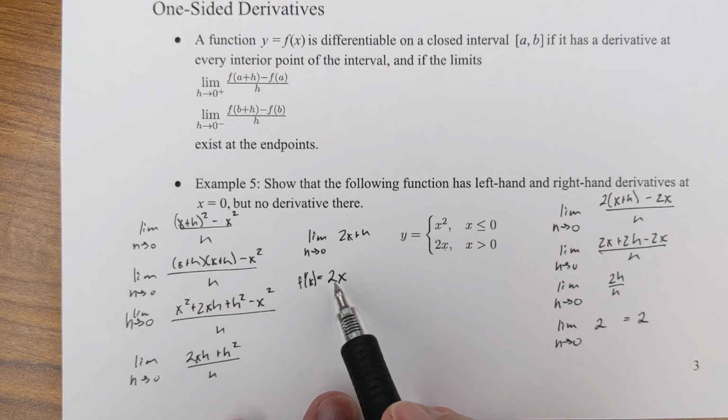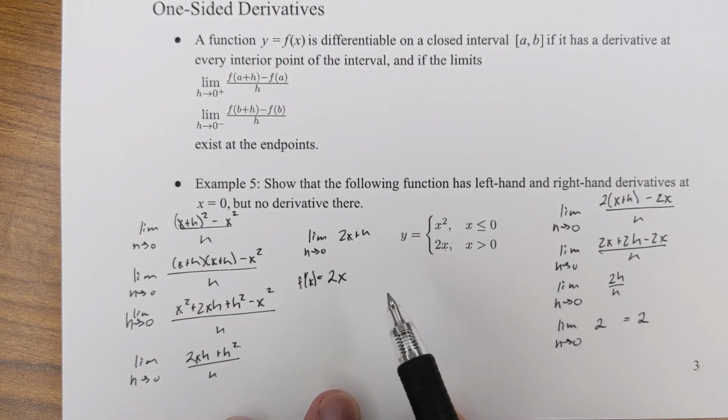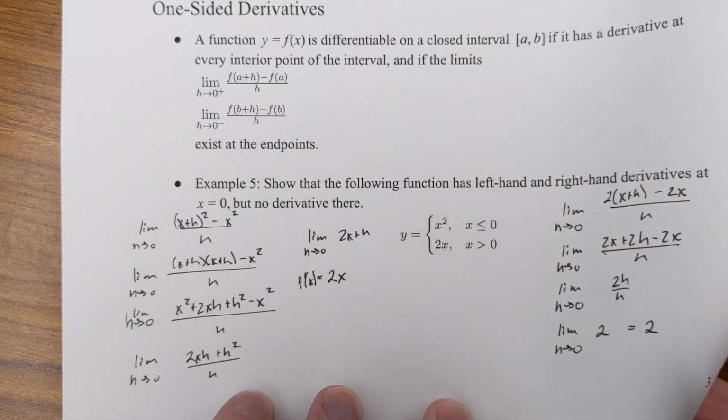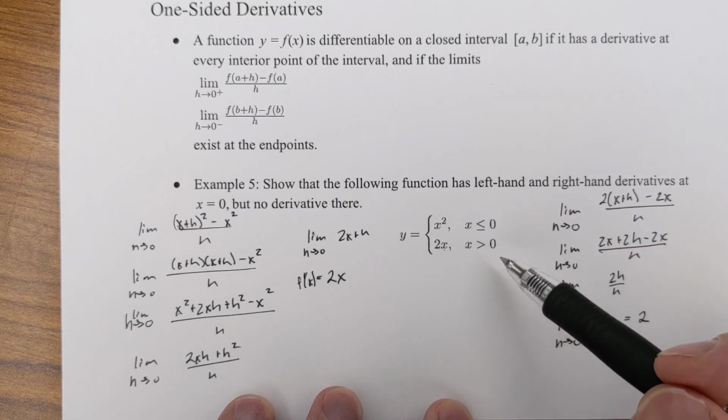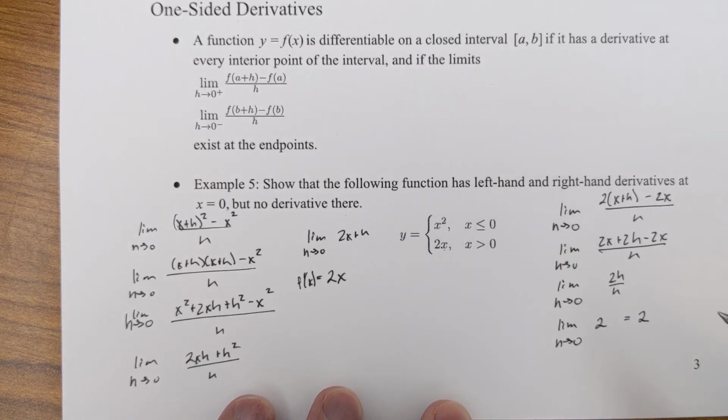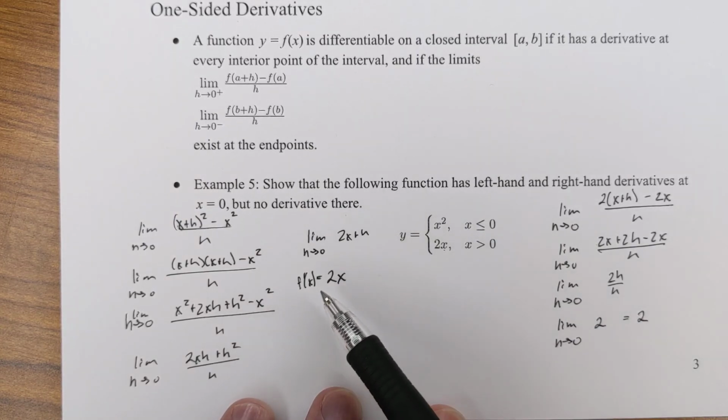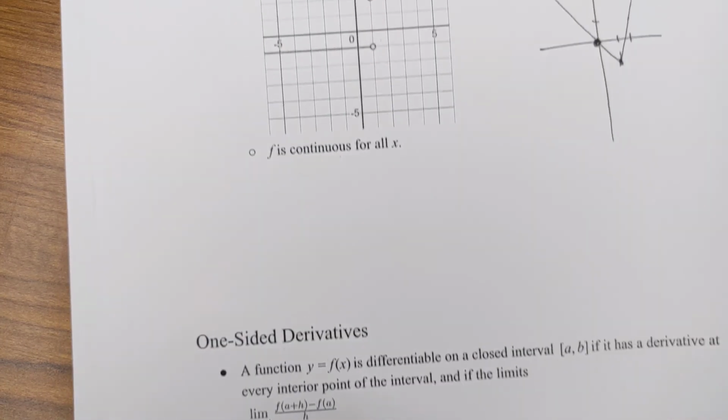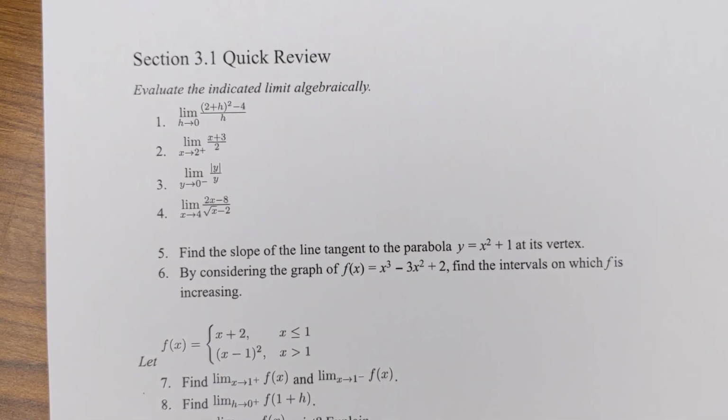So this is not that. Since the derivatives aren't the same, you don't have a derivative at 0, because the left-hand side and the right-hand side give you 2 different equations. One of them is 2x, the other one is 2. So not the same answers. And that brings us to the end of the section.